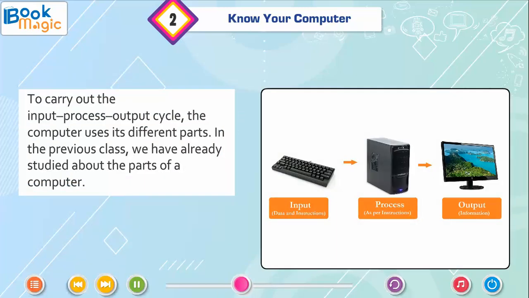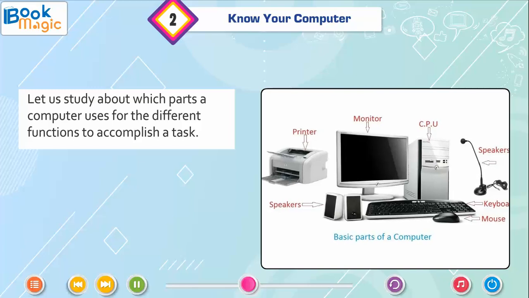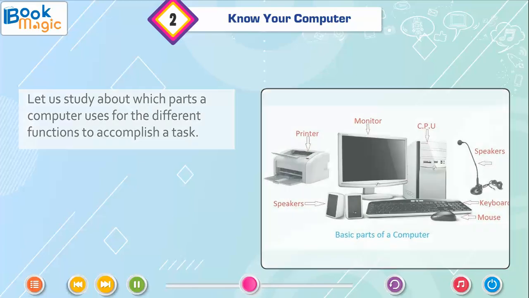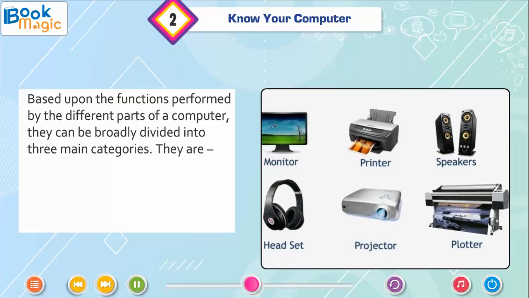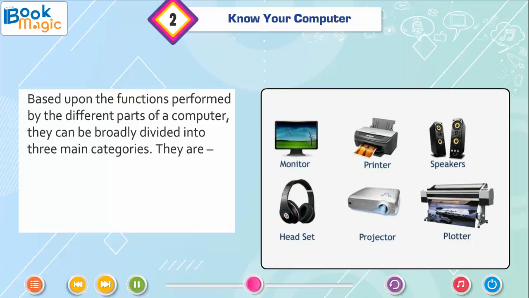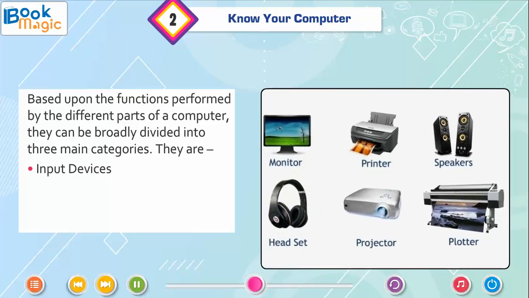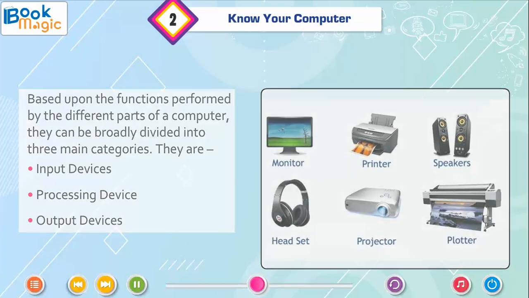To carry out the input-process-output cycle, the computer uses its different parts. In the previous class, we have already studied about the parts of a computer. Let us study about which parts a computer uses for the different functions to accomplish a task. Based upon the functions performed by the different parts of a computer, they can be broadly divided into 3 main categories. They are input devices, processing device, output devices.